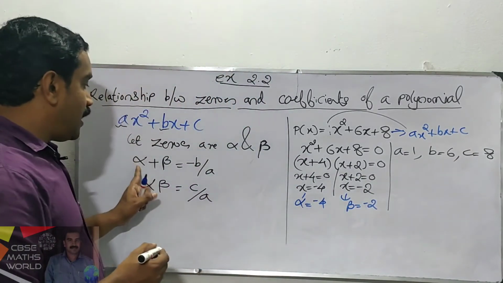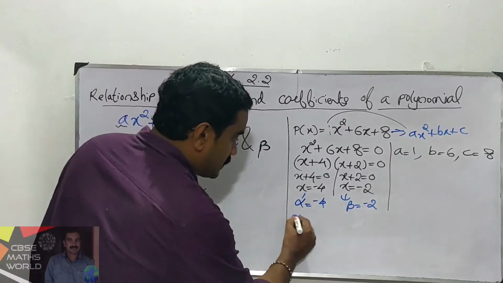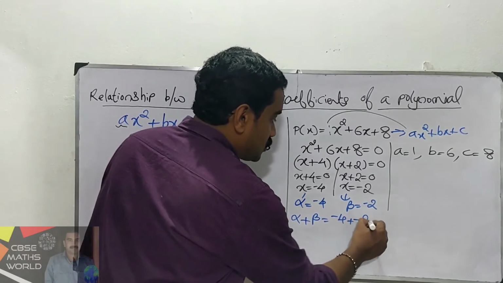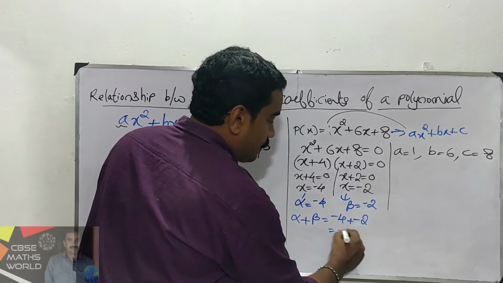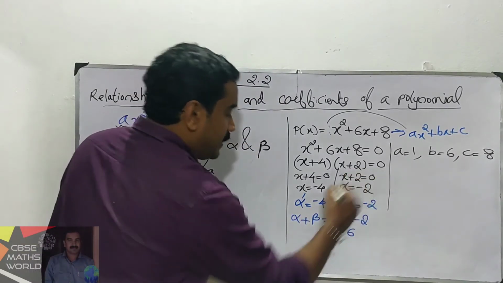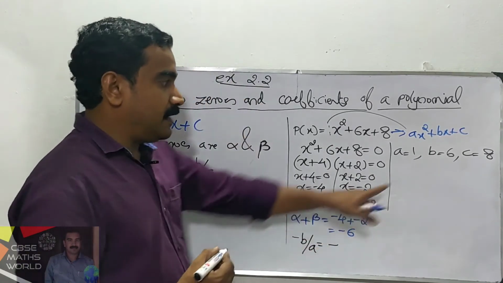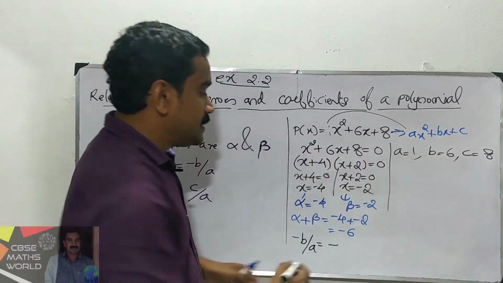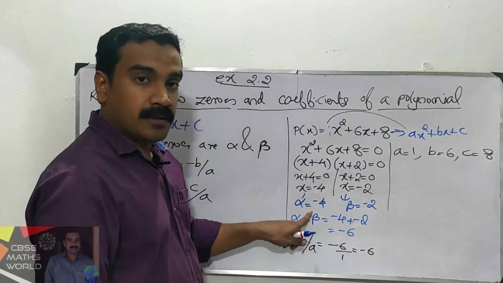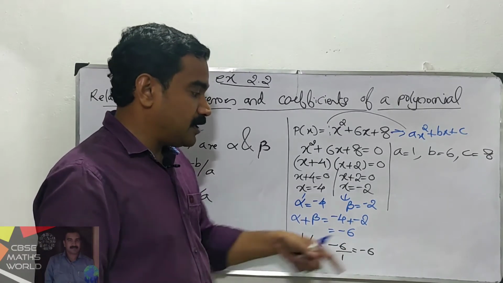What is the relation? Alpha plus beta must be equal to minus b by a. So we add alpha plus beta and check the value. Alpha is minus 4, beta is minus 2. Minus 4 plus minus 2 is minus 6. So alpha plus beta is minus 6. And what is minus b by a? Minus 6 by 1, which is also equal to minus 6. So look, both the values are equal: alpha plus beta is minus 6 and minus b by a equals minus 6.